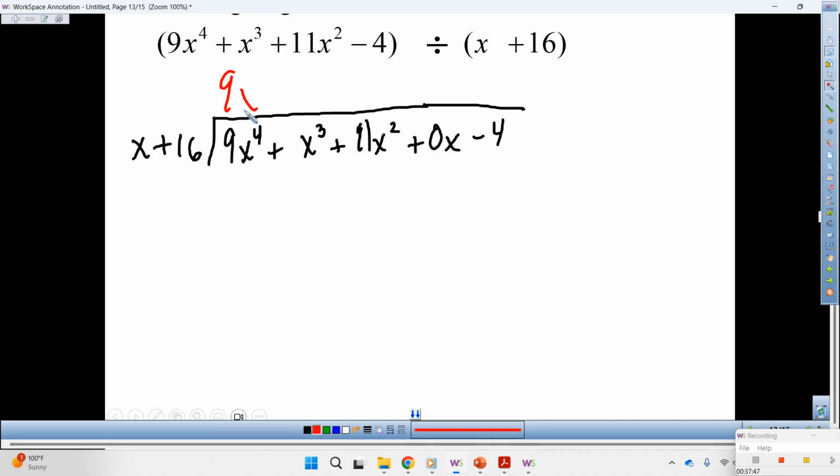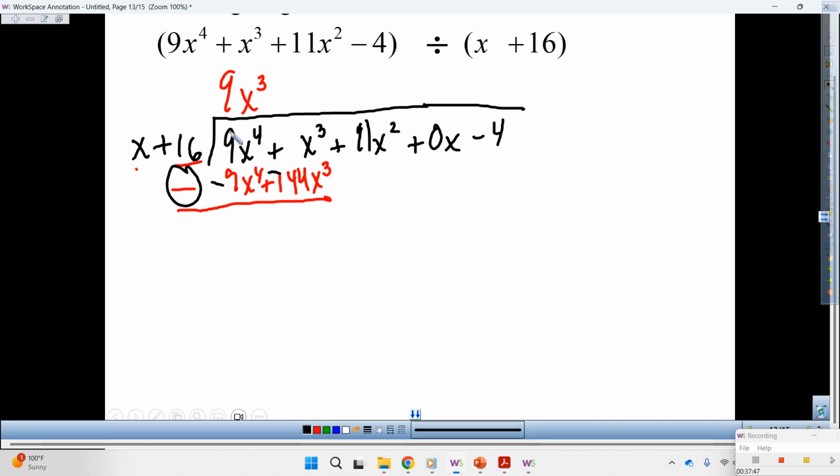Let's see. 9x cubed times x is 9x to the 4th. 9x cubed times 16. That's 54 plus 9, that's 144, x cubed. Then we got minus, minus. That gives us negative 143, x cubed. Bring down the x squared. And so on and so forth. Continue.